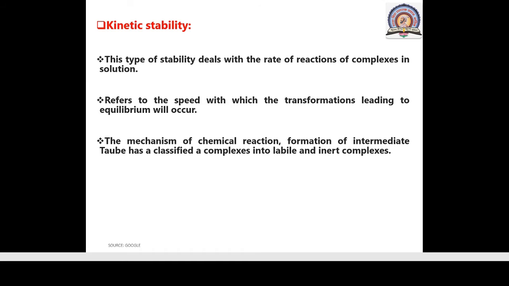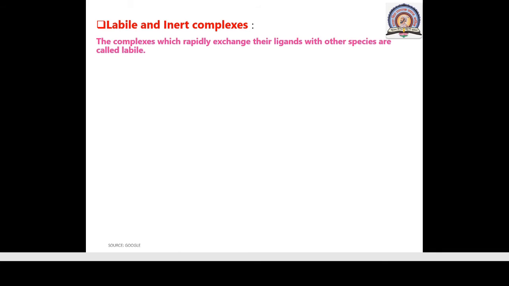So let's see labile and inert complexes. Before we start our topic, one thing is very important to remember, a very easy trick. Labile means easily exchangeable and inert means slowly exchangeable. Only remember these two words.